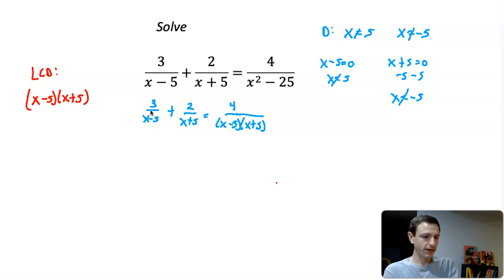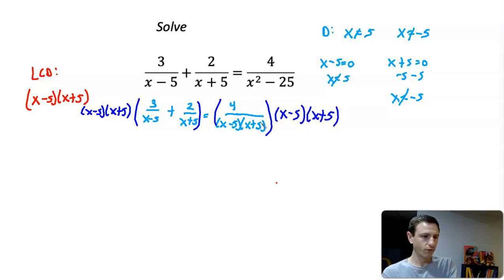So now we're going to multiply everything by that LCD. I'm going to multiply this side by x minus 5 times x plus 5, and I'm going to multiply this side by that x minus 5 times x plus 5. And here's the goal of why we are multiplying by the LCD. Here's what we want to have happen. We want these denominators to be gone. So then we're going to be left with just an equation, like a two-step, three-step, multiple step equation. That's our whole goal, so that we're not having to multiply anymore or do any sort of weird manipulation. We just want to wipe out these denominators.